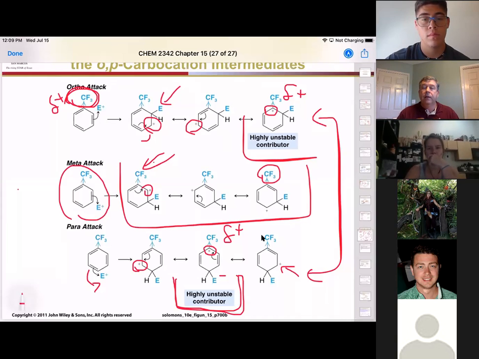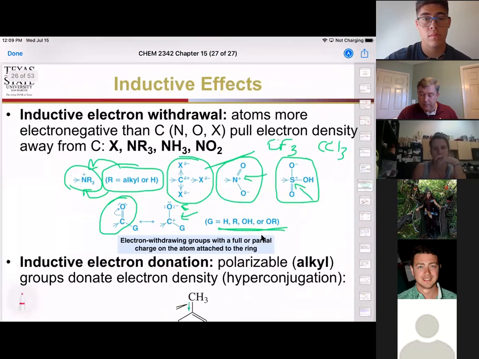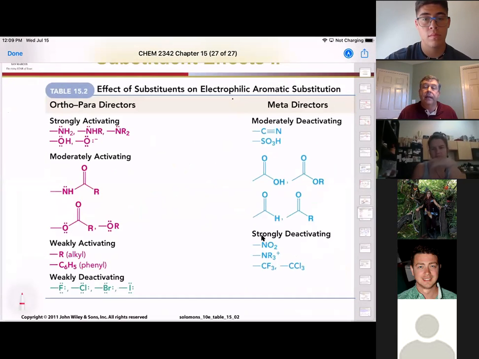Okay, so this is, I think, the best way to understand why it's meta-directing, and just the whole concept of electron withdrawing away from that pi cloud is why it's deactivating. So between those 2 concepts there, we can now look at our table again and look at our donators and our withdrawers here and say, okay, I have an idea of why they're meta-directors or why they're ortho-para-directors. I also have an idea of why they're activators and why they're strong activators or weak activators. Weakly deactivating, but still ortho-para direction.